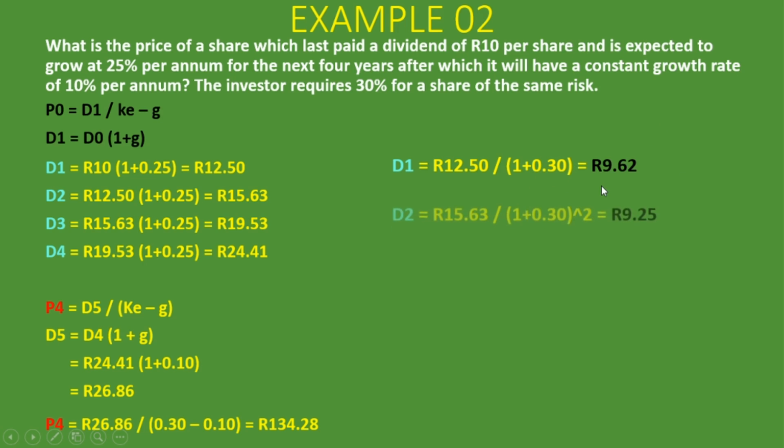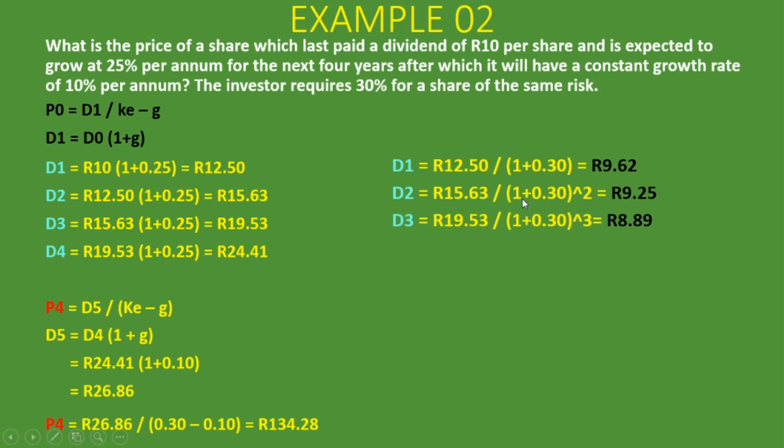And for year 2, we're going to take the dividend at year 2, 15 rand 63 cents, divided by 1 plus 0.3 to the power of 2, because we are in year 2, and it gives us 9 rand 25 cents. Year 3, we do the exact same thing. The only thing that changes is to the power of 3, and you take the cash flow or the dividend at year 3 of 19 rand 53 cents, and we divide it by 1 plus 0.3 to the power of 3, and it gives us an answer of 8 rand 89 cents. Year 4, we take the 24 rand 41 cents, divide by 1 plus 0.3 to the power of 4, because we are in year 4, and it gives us a discounted cash flow of 8 rand 55 cents.